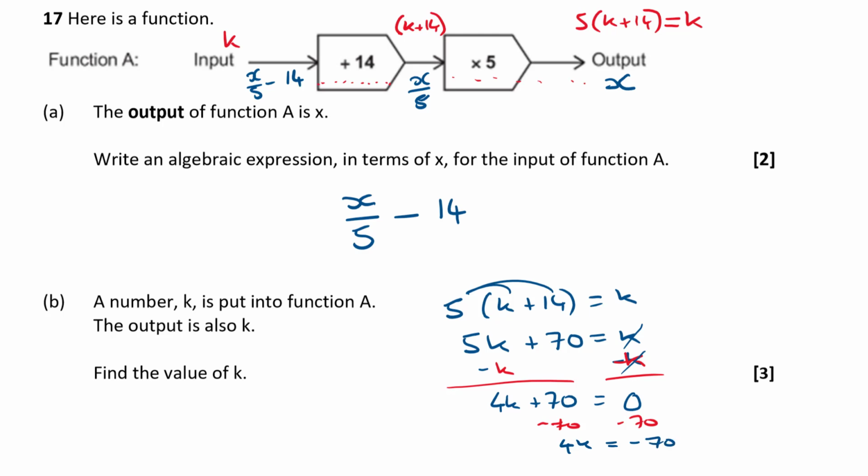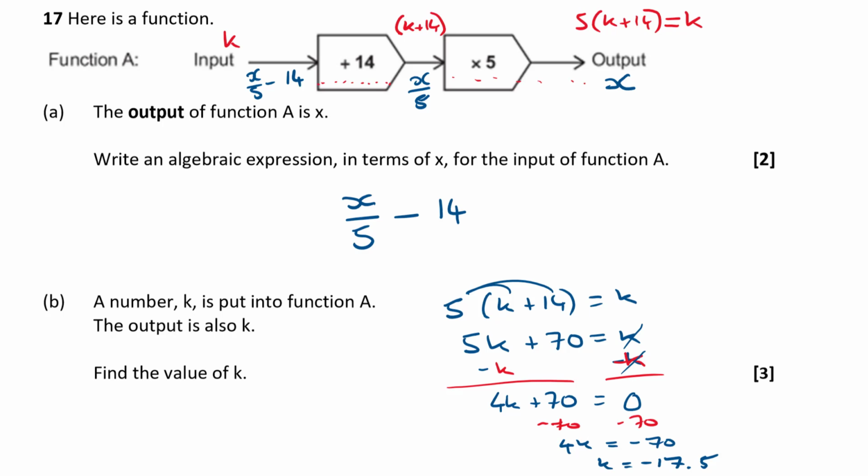And then dividing through by 4, what's that? Half is 35, half again is 17.5. k is negative 17.5. Okay, I think that's it, isn't it?